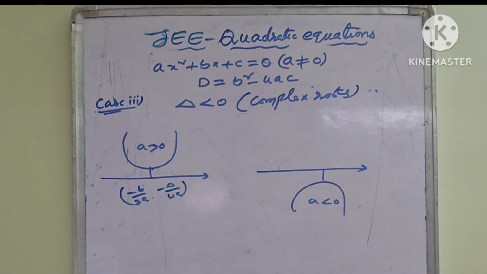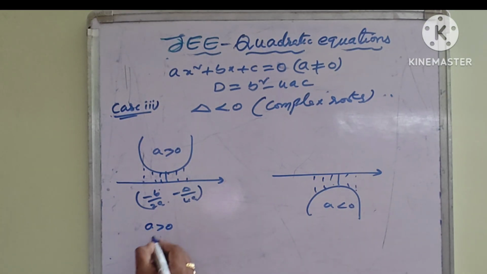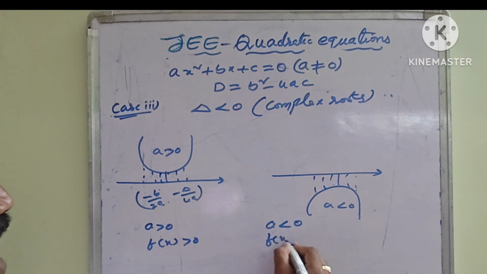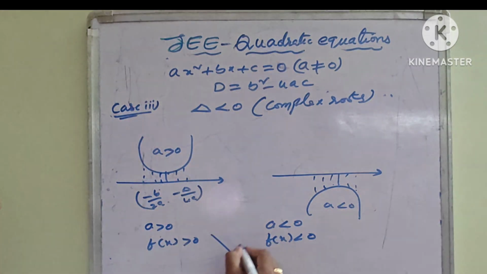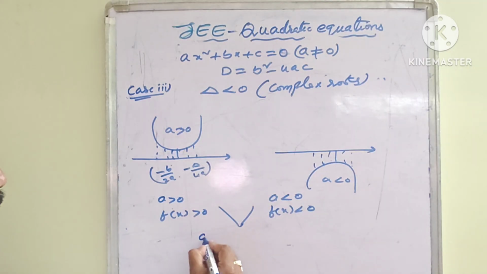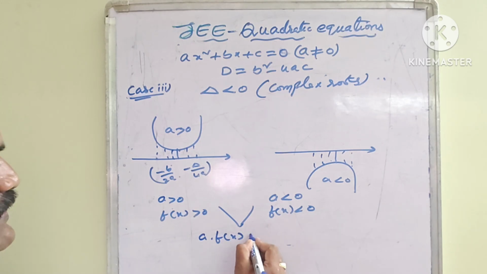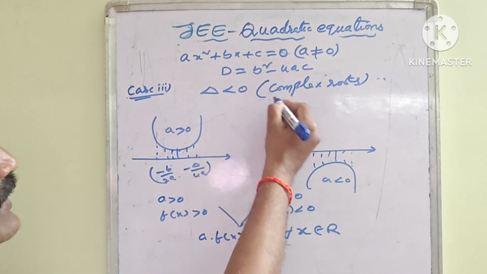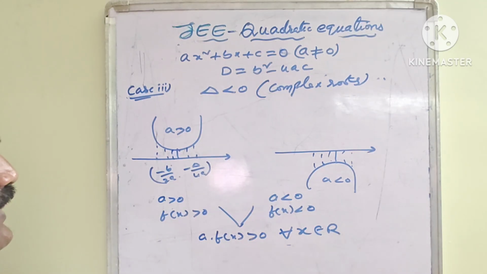Now in this case, if a is greater than 0, then f of x is greater than 0. If a is less than 0, then f of x is less than 0. In these two cases, a into f of x is greater than 0 for all x belongs to R. Then for the complex roots, it holds for all x belongs to R.